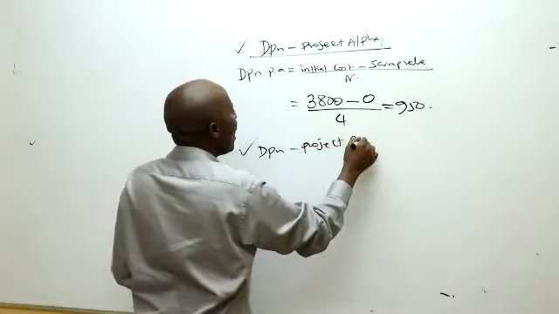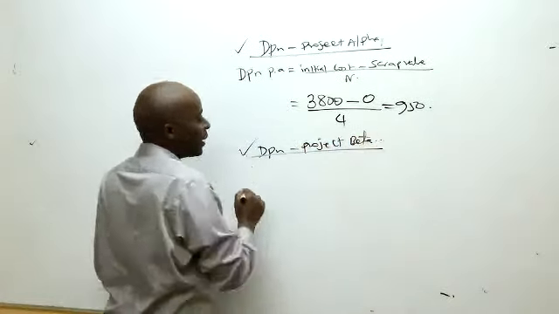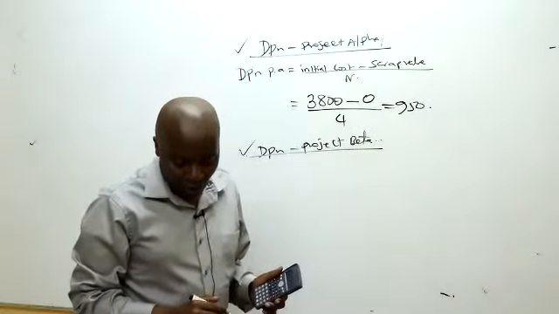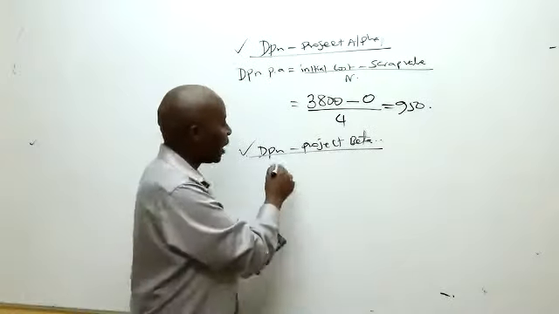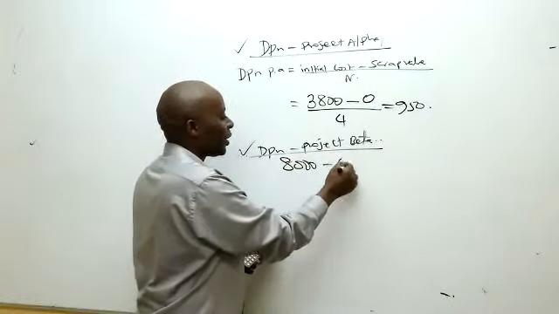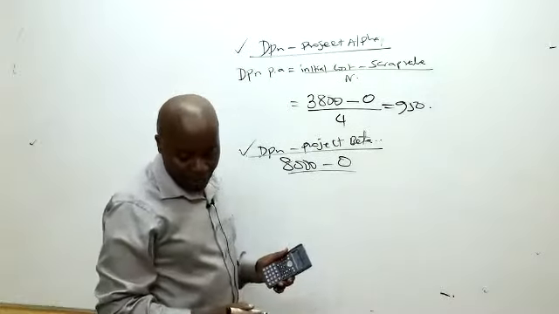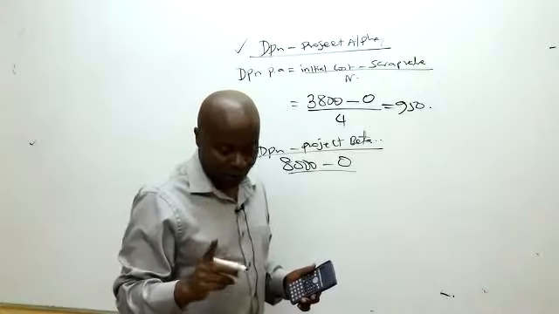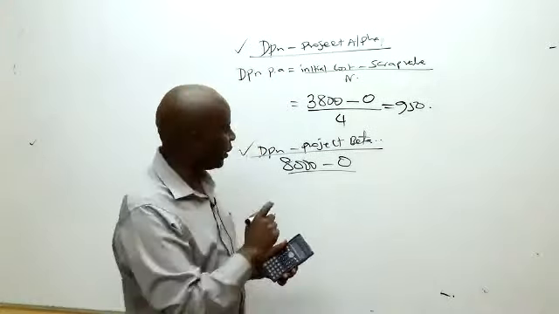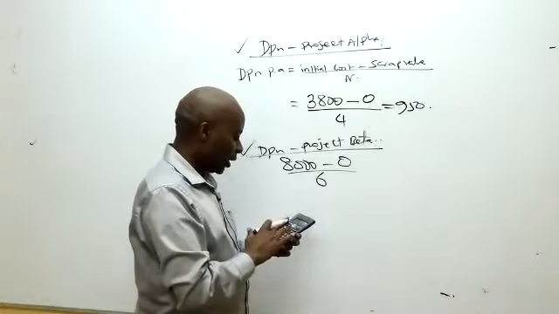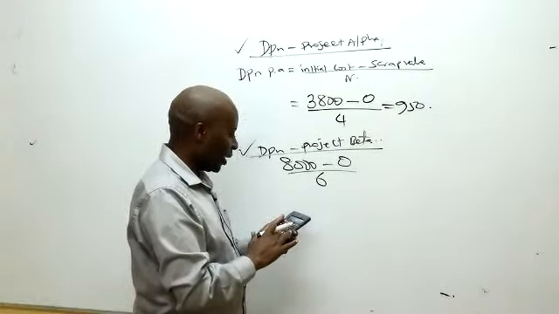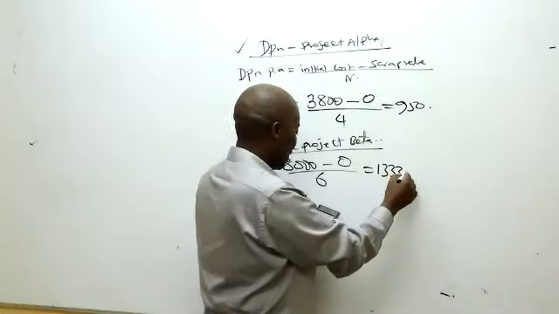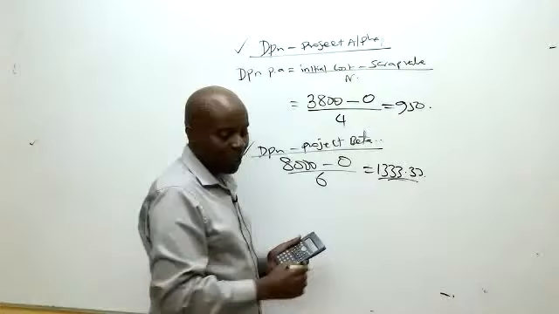From there, right away, come and give us depreciation for project beta. Ladies and gentlemen, the initial cost of project beta is 8,000, minus scrap, which is 0, divided by the useful life of project beta, given in note number 2, which is 6. So we have 8,000 divided by 6, which at the end of the day gives us 1,333.333 if we are correct.